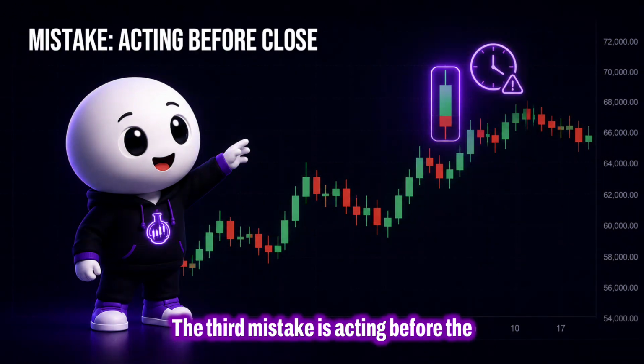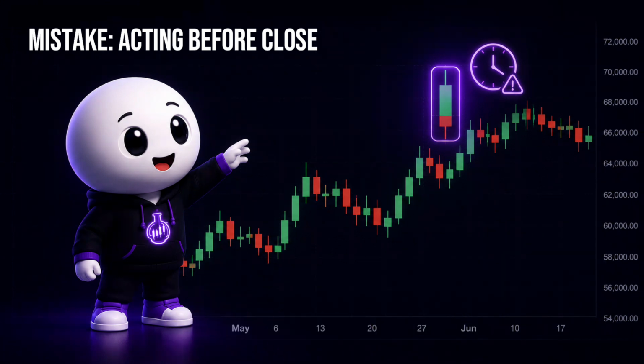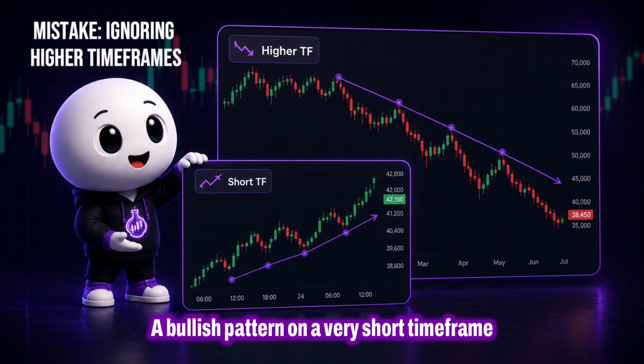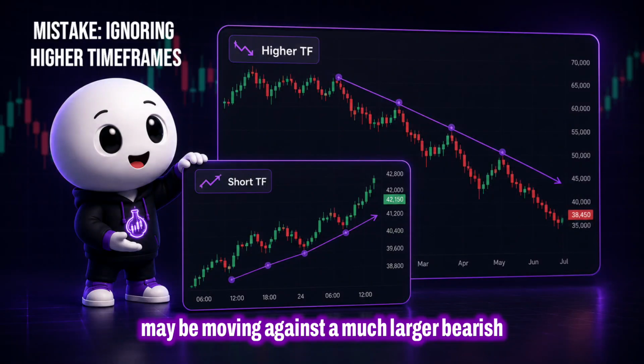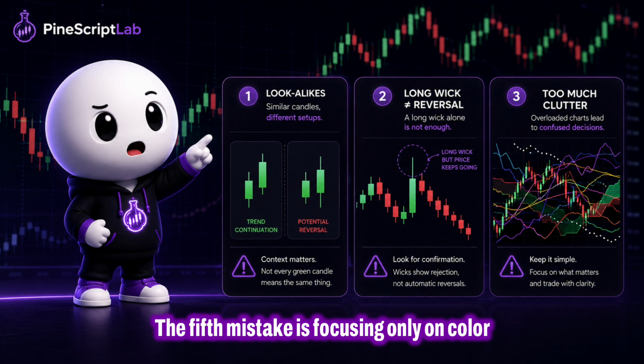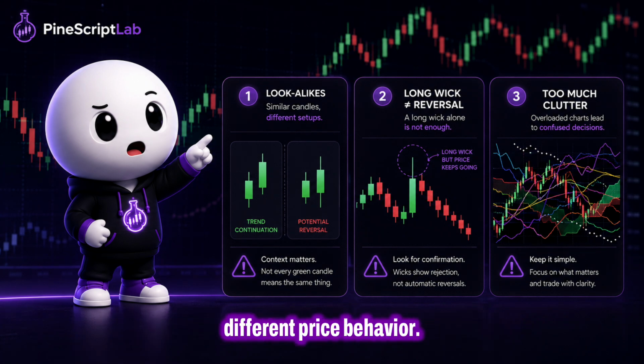The third mistake is acting before the candle closes. The body, color, and wick can change significantly while the candle is developing. The fourth mistake is ignoring time frame differences. A bullish pattern on a very short time frame may be moving against a much larger bearish structure. The fifth mistake is focusing only on color and ignoring the body and wicks. Two green candles can communicate very different price behavior.